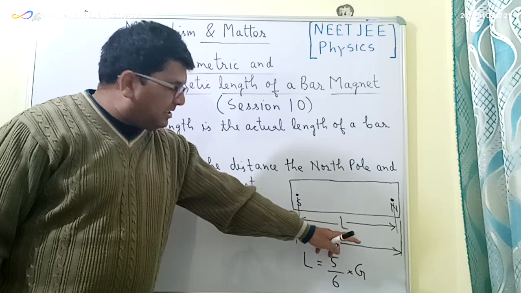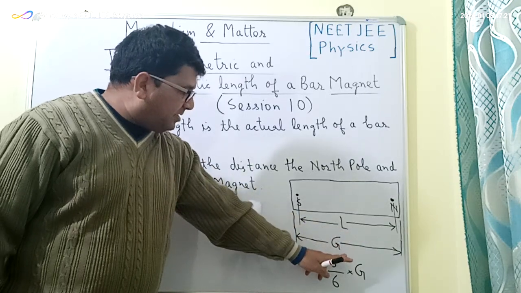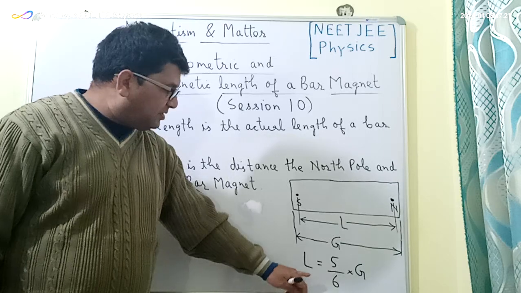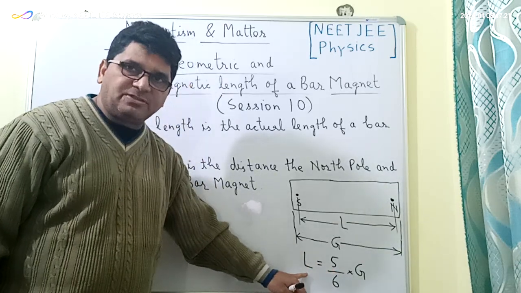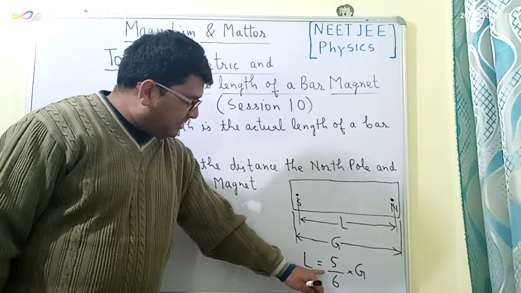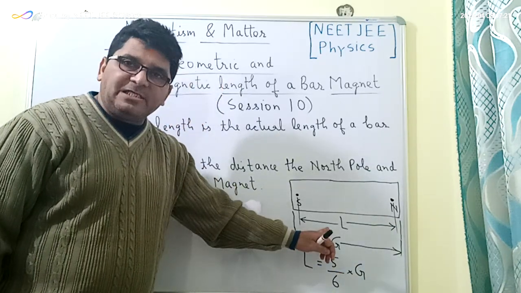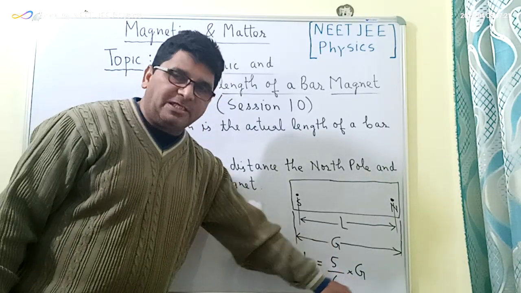So here the magnetic length is taken as L and the geometric length is taken as G, and there is an approximate relation between the magnetic length and the geometric length, which is given by this formula, that is L is equal to 5 by 6 into G. So here L is what? It is the magnetic length and G is the geometric length.